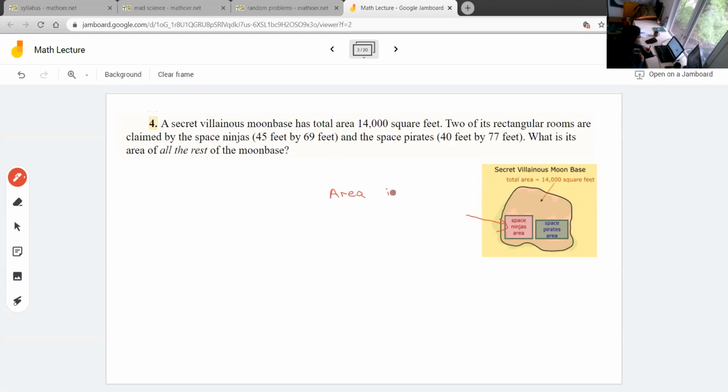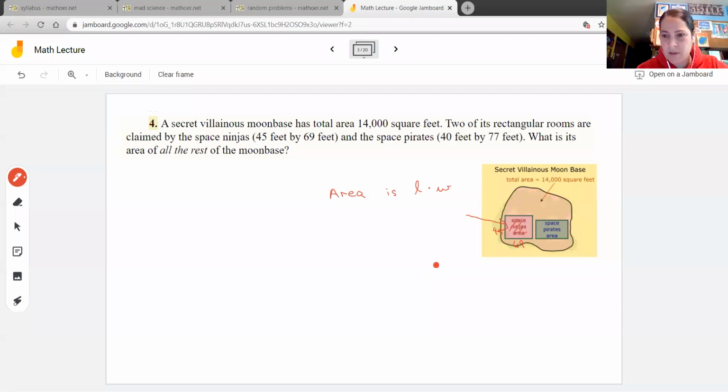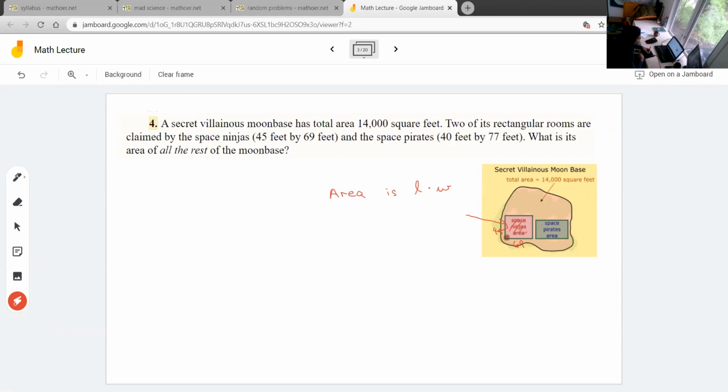Is it 45 feet by 69? How do I take those two edges? So this one is 69 and this one is 45. How do I find the whole area? Would you take the 69 times 2 and the 45 times 2? That would be if I want perimeter and was walking around the outside.